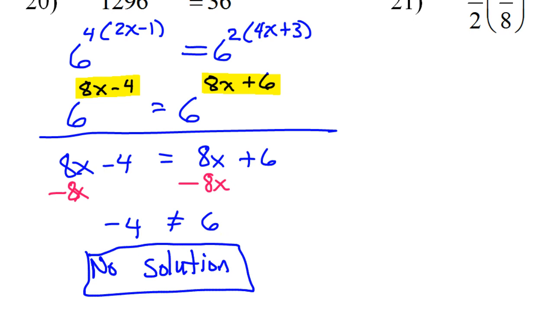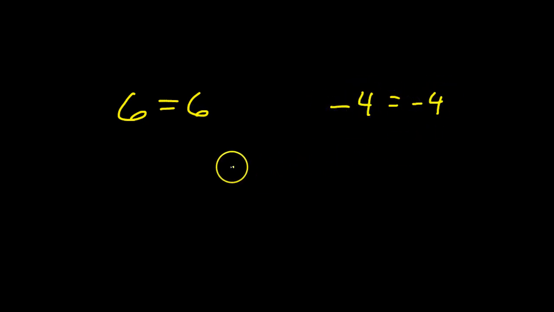Now, please understand that if we had gotten a true statement, for example, imagine that instead I had gotten 6 equals 6, or negative 4 equals negative 4. Then we would have said infinitely many solutions.